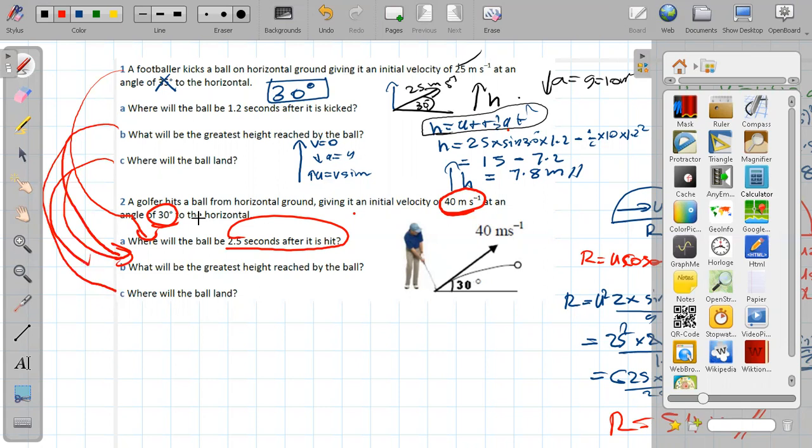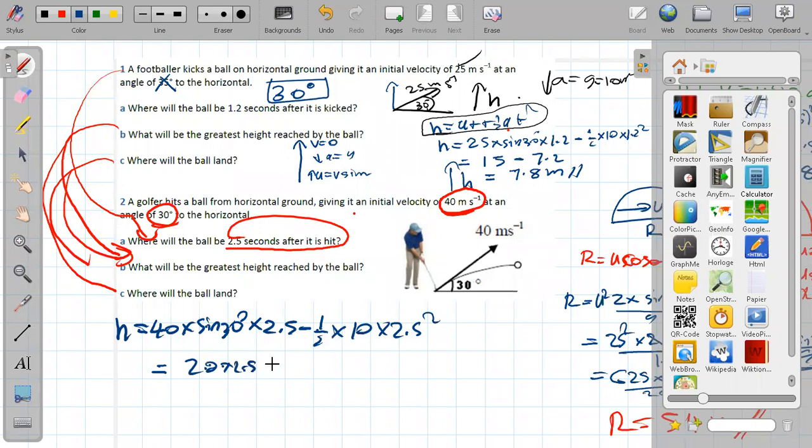So I will do it, but it's actually useless. The height: how to get u is like 40 sine 30 times the time, which is 2.5, minus half into g, which is 10, and 2.5 squared. So that is 20 times 2.5 minus 5 times 2.5 squared. So this is 6.25.